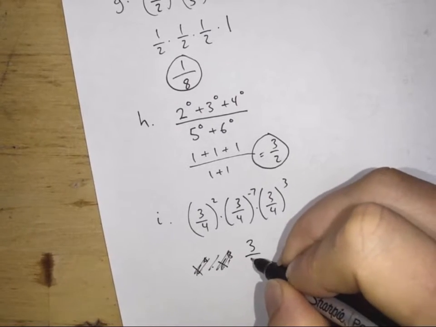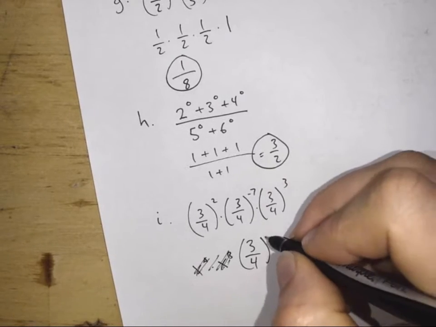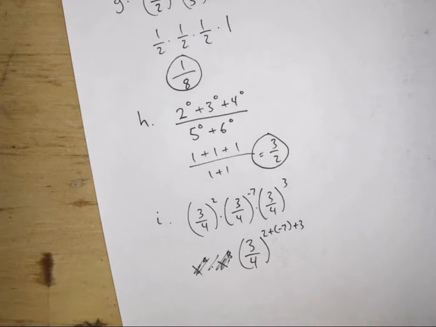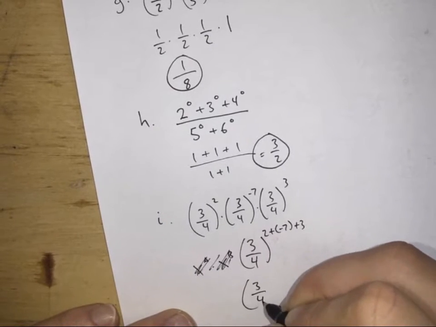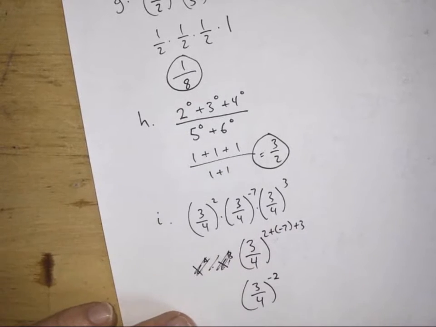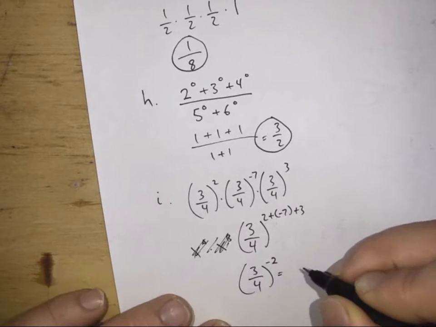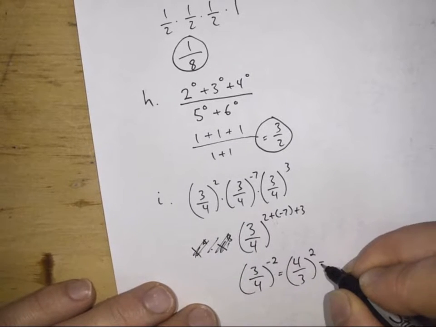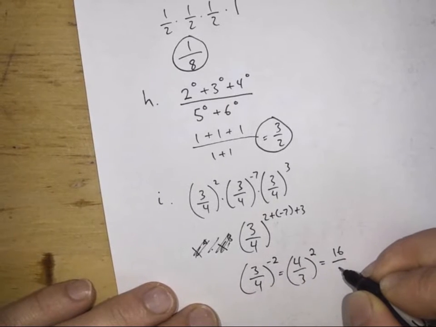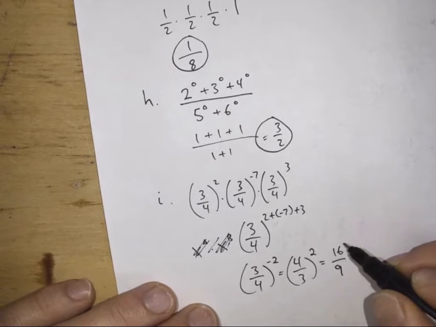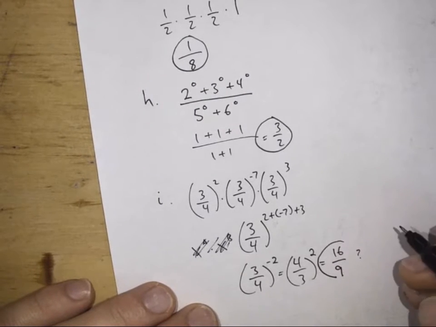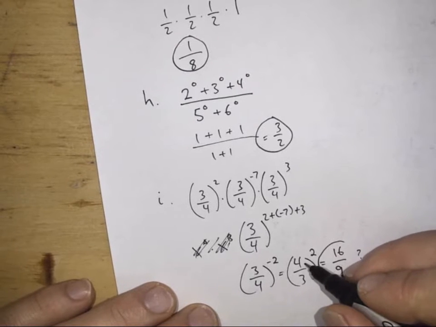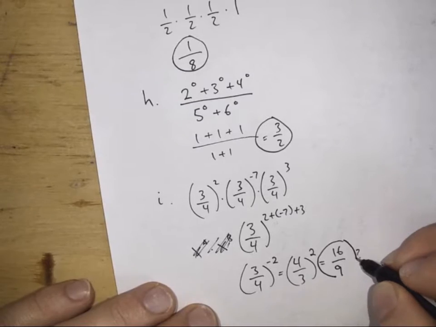I'm going to express this whole thing as 3/4 raised to an exponent of 2 plus negative 7 plus 3, which I think you'll agree becomes 3/4 raised to an exponent of negative 2. Again, we have a fraction with a negative exponent, so we should write the reciprocal of that fraction to the power of a positive exponent. And then that's 4 squared, or 16, over 9 squared, which is 81. Can that be simplified? It can't, because if this is 4 times 4 and this is 3 times 3, there are no common factors between those. These are 3s, and those are just a bunch of 2s in a row. So there's no way to simplify that.